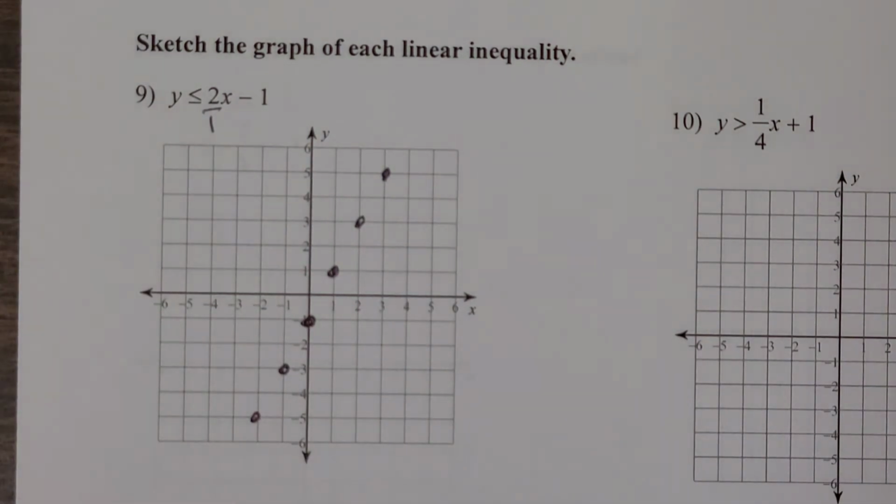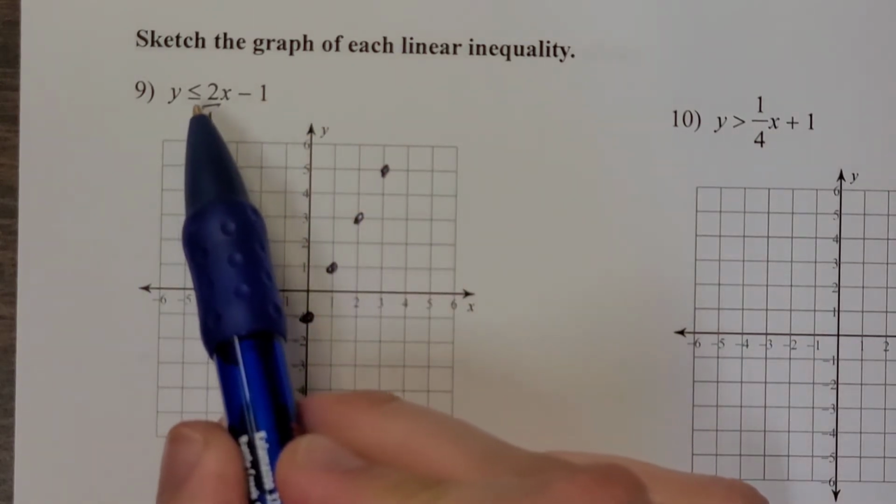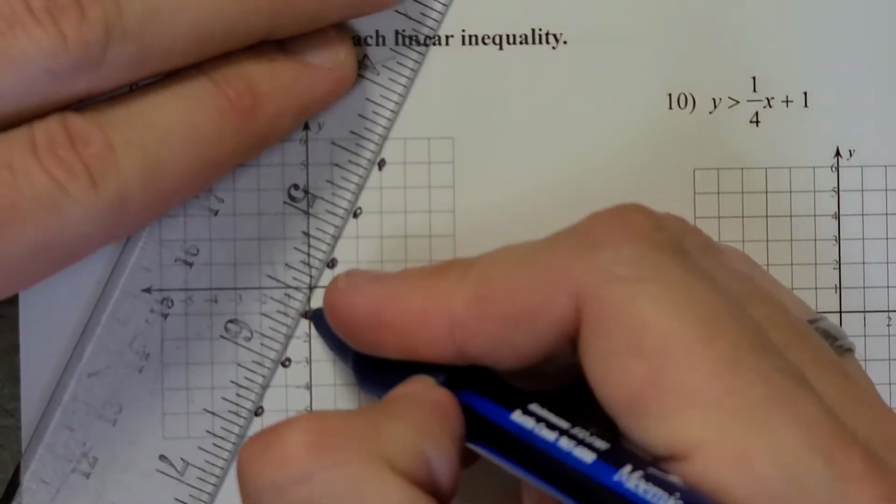Now here's where the differences start. Don't forget that you're not always going to have a solid line. Sometimes you're going to have a dotted line. So you've got to ask yourself, how do I know? Well, you look at this right here. Is there a line underneath here? If there is that or equal to line, then you're going to have a solid line.